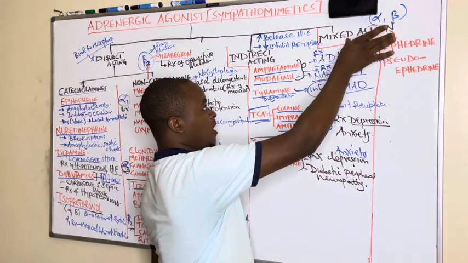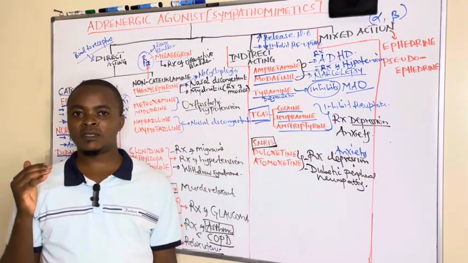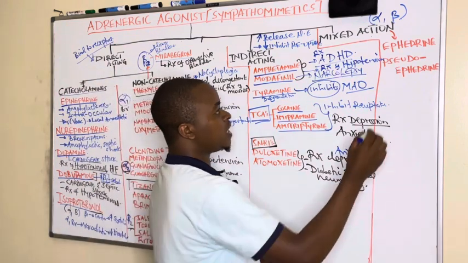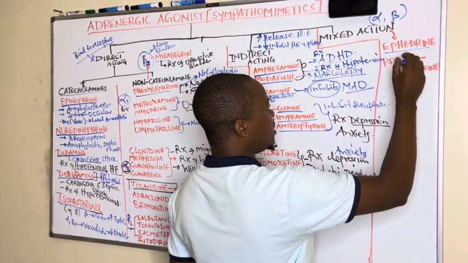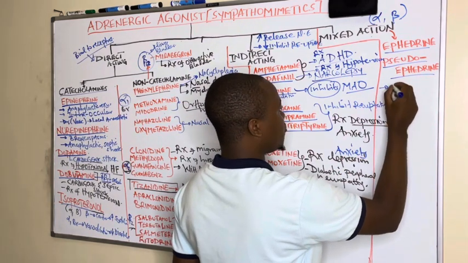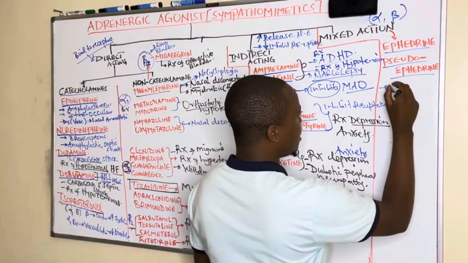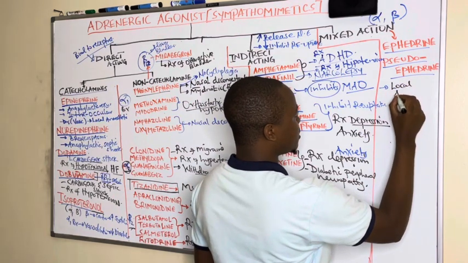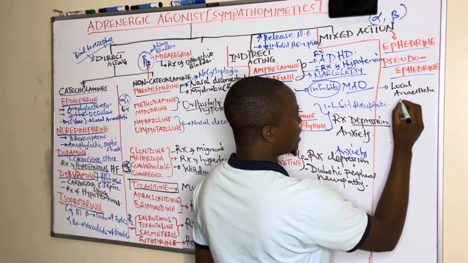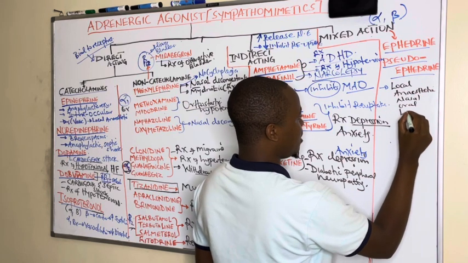Finally, we can look at mixed action agonists. These ones target all the receptors, that is alpha 1, alpha 2, beta 1, and beta 2. They are majorly ephedrine and pseudoephedrine. These are used as local anesthetics in mucous membranes like nasal, oral, and larynx.